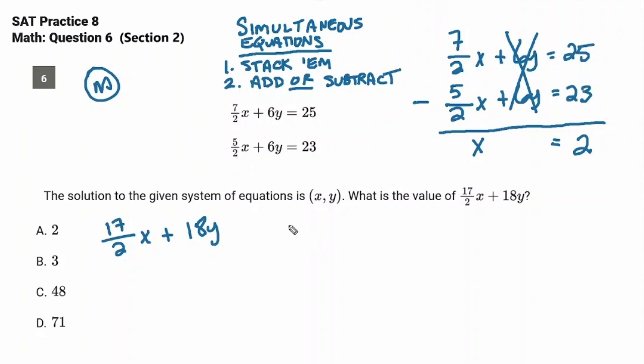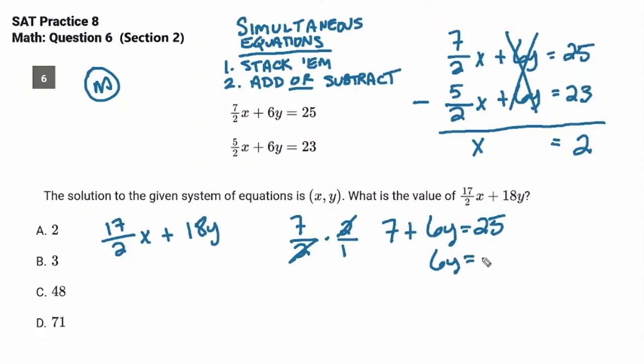I'll do the first one. 7 over 2 times 2, I'm going to put that over 1 so I can see that I can reduce. 7 plus 6y equals 25. Very simple equation. 7 goes over here, 6y is 18. Divide both sides by 6. Y equals 3. So now you know that x is 2 and y is 3. You're just going to plug it into the equation that ETS asks for.